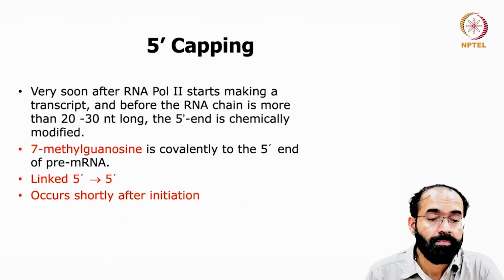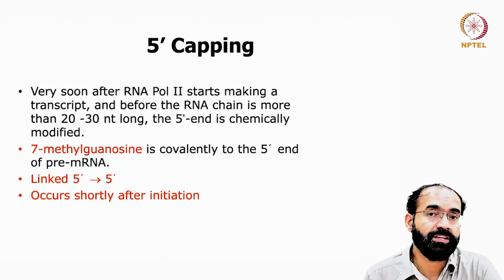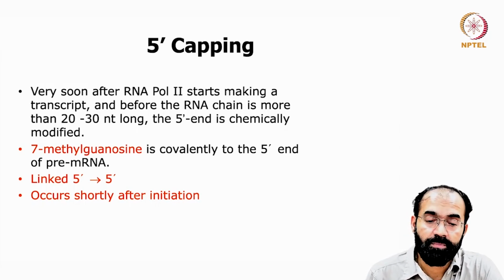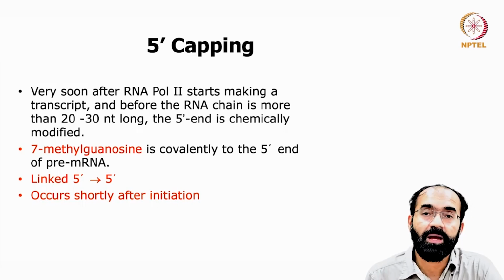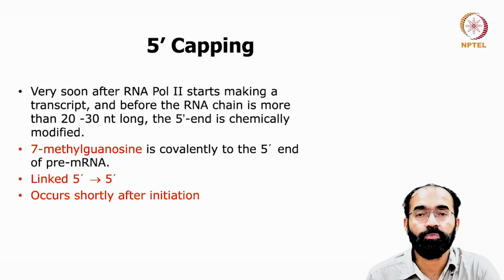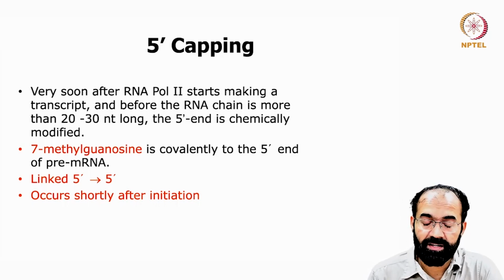And the 5' capping, like we discussed, is very important. So far we know that it is helpful in protection from degradation, etc., but it also has a role in splicing. Soon after RNA polymerase II starts making a transcript, up to around 20-30 nucleotides, the 5' end is chemically modified with the 7-methyl guanosine cap onto the pre-mRNA. This is linked in a 5' to 5' fashion to mimic a 3' end, and it happens shortly after initiation.